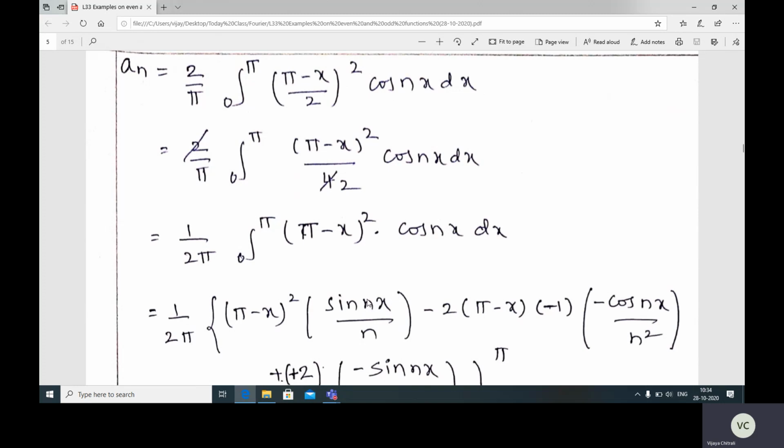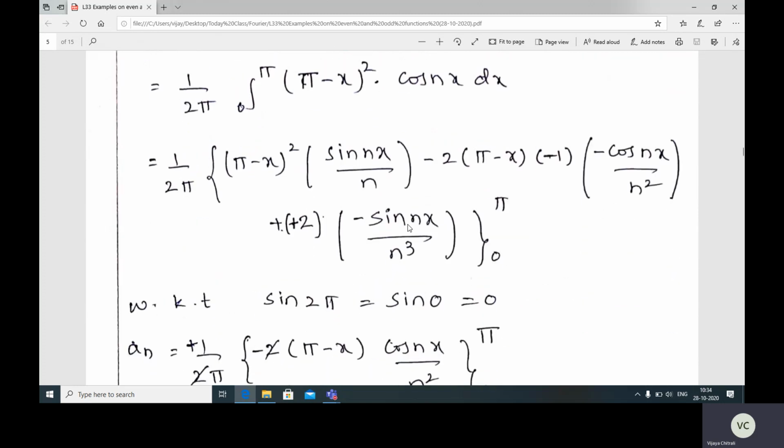Again, integration of this sin nx divided by n is minus cos nx divided by n square. Right. So this is plus, this is minus, next will be plus, right? And differentiation of this is what here? 2. And integration of this will be minus sin nx divided by n cube. Next, again differentiation of this will be 0. 0 into something is 0. So all the terms you will get 0. So you can stop here only.